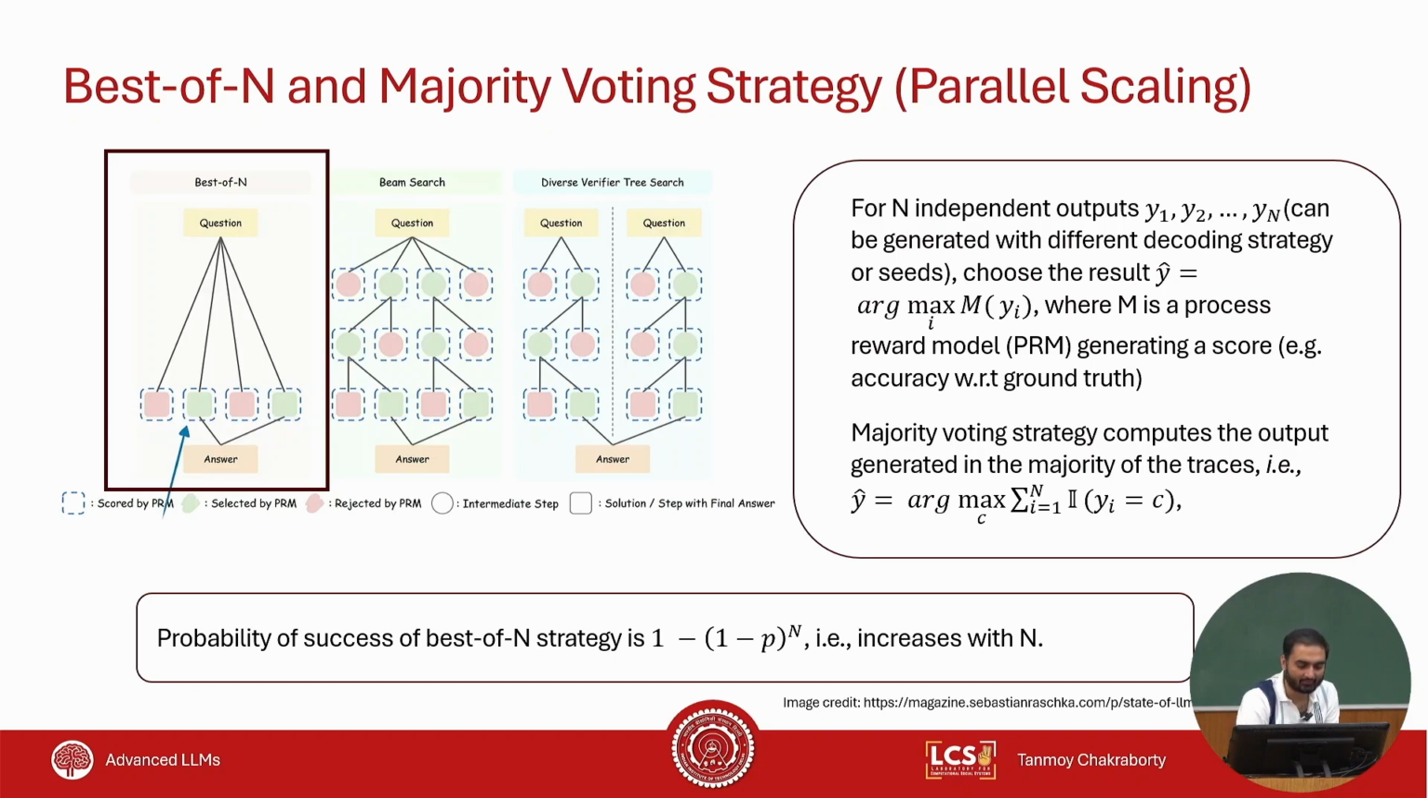Now also think of the probability of a successful trace. If P is the probability of a trace being successful, then 1 minus P is the probability that the trace is not successful. To the power n, that is the probability that all the traces are unsuccessful. And 1 minus that is the probability that at least one of the traces is successful. So you see that the probability of success increases with n, where n is the number of traces that you generate. It means the more you allow the model to generate parallel traces, the more likely you are to get the right answer.